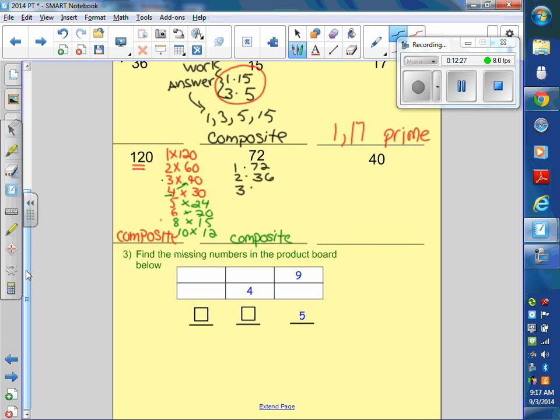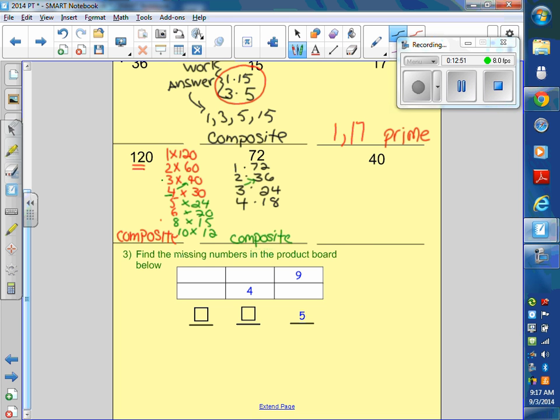So let's use that trick, Jackson. 3 goes into 36 12 times, right? 12 times 2 is 24. Does 4 go into any of these numbers? Yeah. 24. 4 goes into 24 6 times. So what's 6 times 3? 18.